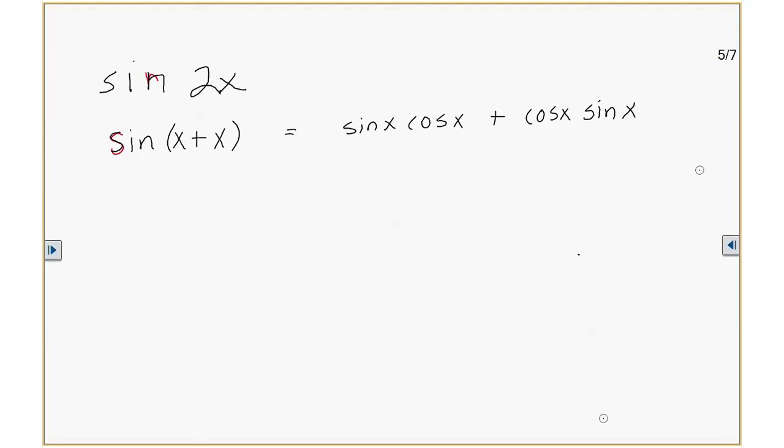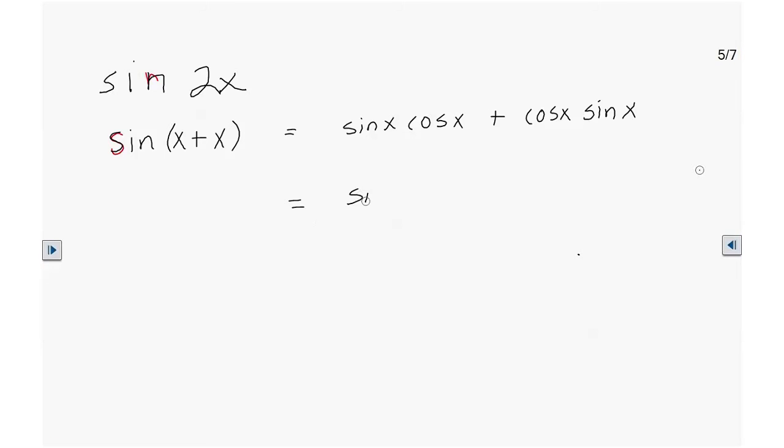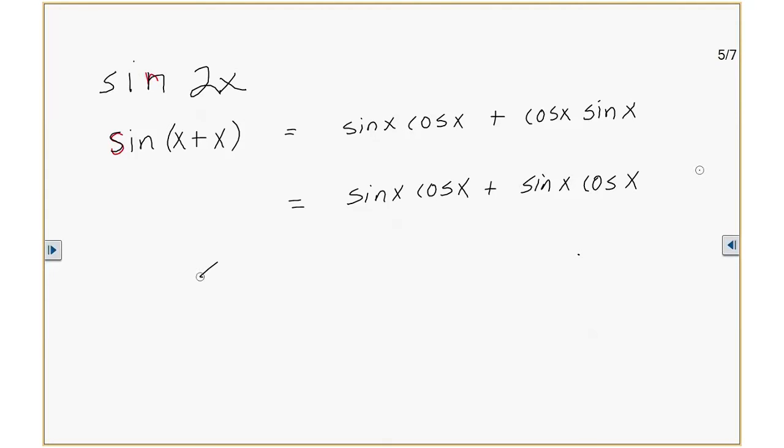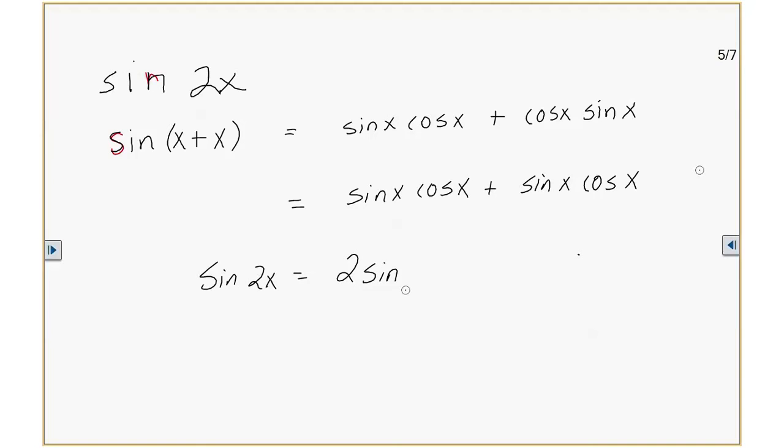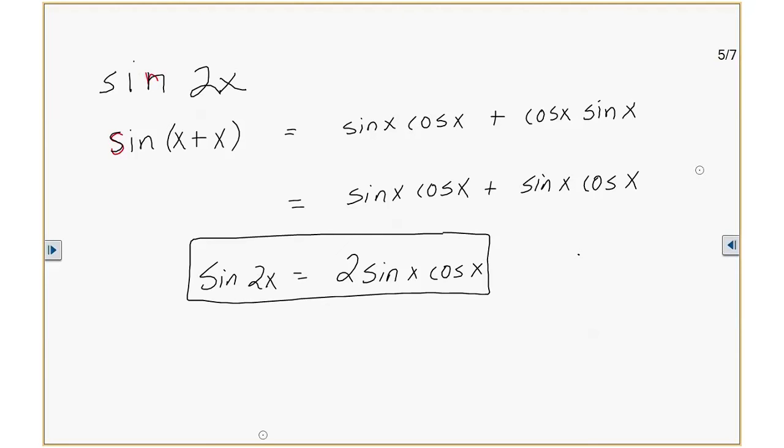Now you can rewrite those and get sine x cosine x plus sine x cosine x, which is equal to what? I'll rewrite it: sine x cosine of x plus sine x cosine of x. So the sine of 2x is going to be equal to sine x what? And that's the identity. Now you do the cosine of 2x.